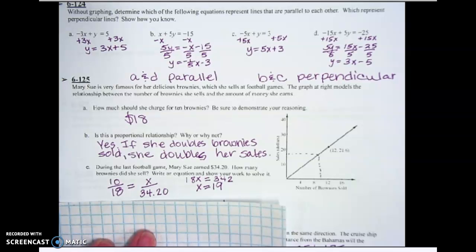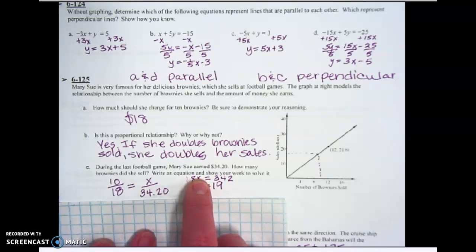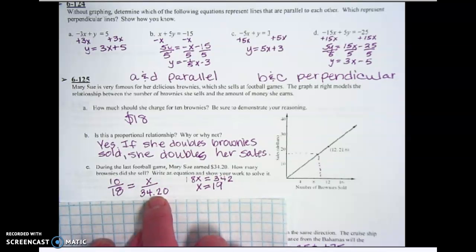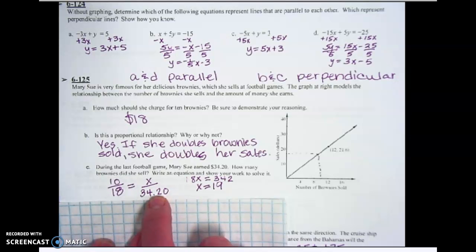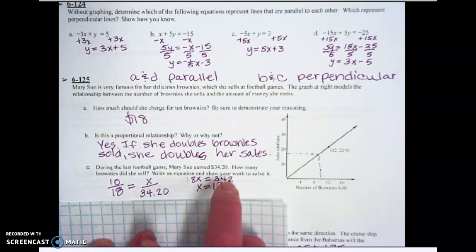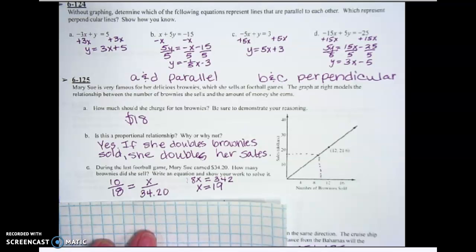Okay? To solve a proportion, you do something called the cross product. So I went diagonally this way. 18 times X is 18X. And 10 times $34.20, you multiply this by 10, you're just going to take that decimal and move it which direction? Not left, right. Move it one spot to the right, so it becomes 342. If you do it on your calculator, you're going to get the same thing. Then you're going to divide both sides by 18, and it just so happens that 18 goes in there 19 times. So that means that she is going to sell 19 brownies.